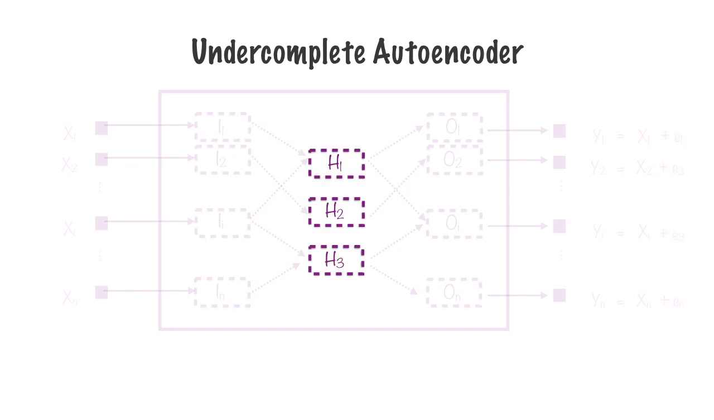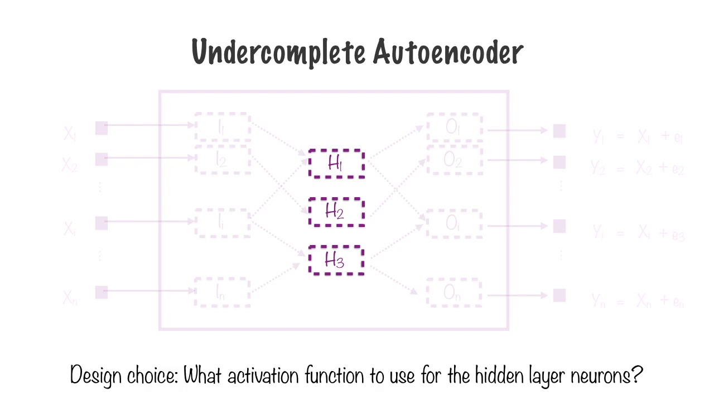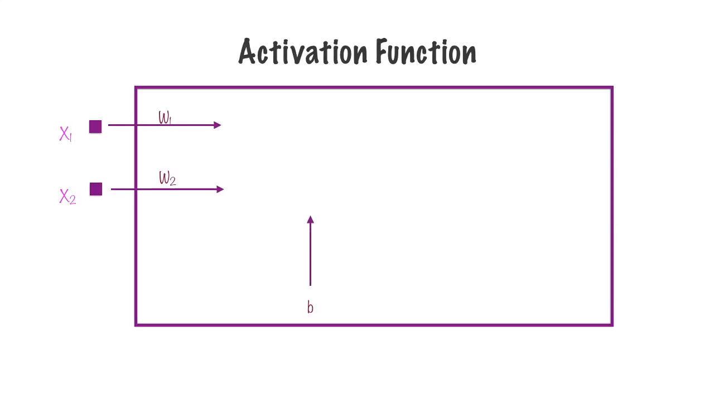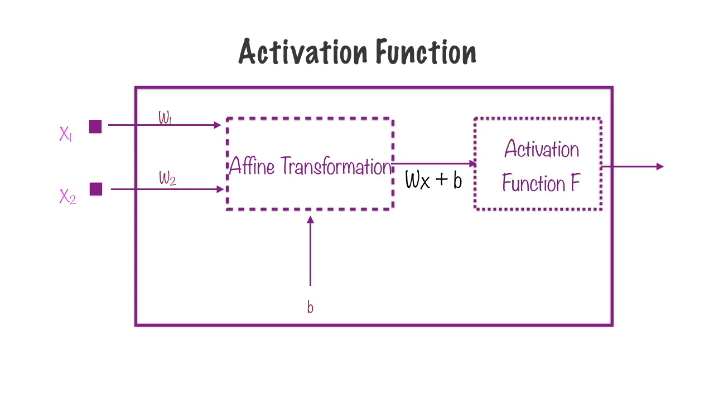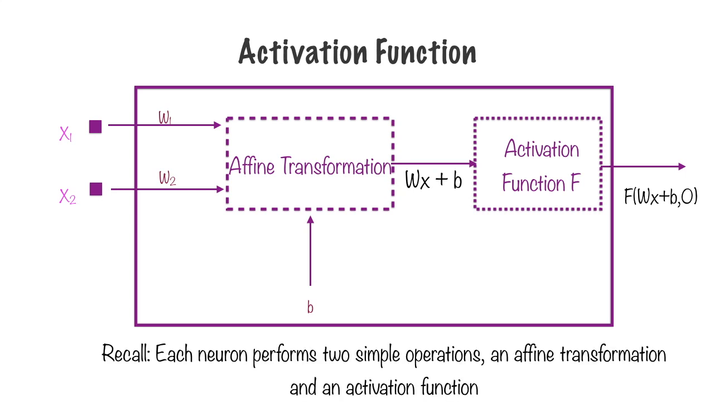Another design choice is the activation function that we would use for the hidden layer neurons. Remember, we have many choices of activation functions such as the ReLU, the hyperbolic tangent, and so on. If you recall our discussions on a single neuron, you know that a neuron applies two functions to its inputs, the affine transformation and the activation function. The affine transformation allows it to learn linear relationships between its input and the corresponding output. The activation function is what allows it to learn more complex arbitrary relationships.